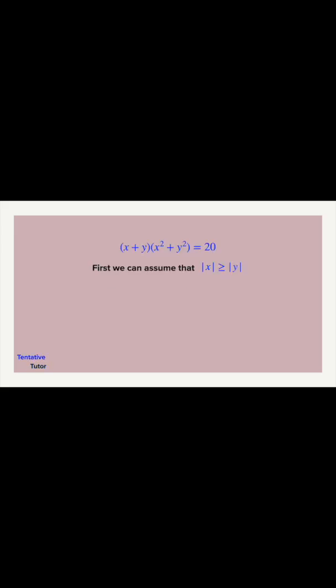First, we can assume that the absolute value of x is greater than or equal to the absolute value of y. Notice that x plus y must be positive. It's not equal to 1 as x and y are both odd, so it has to be greater than or equal to 2. But this means the other factor, x squared plus y squared, must be less than or equal to 20 over 2, which is 10.